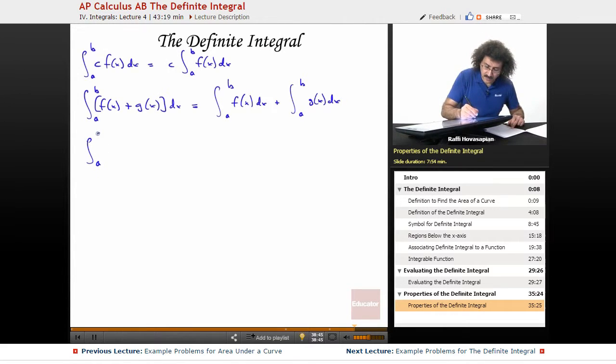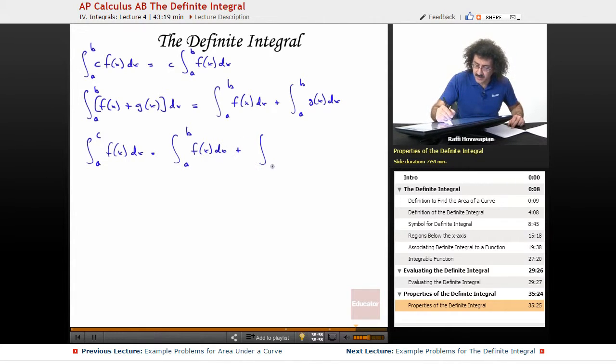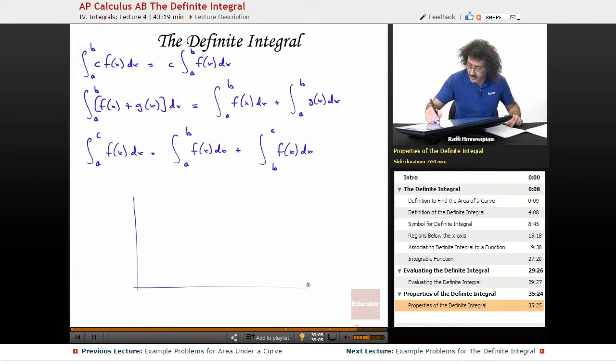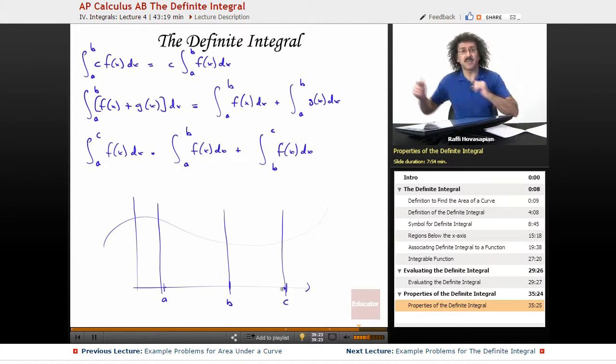And the integral from a to c of f of x dx equals the integral from a to b of f of x dx plus the integral from b to c of f of x dx. What this last one says is, I can actually break this up. If I have a here, and c here, and b here, and that's my function, the integral from a to c is just the integral from a to b plus the integral from b to c. That's all I'm doing. Just adding them up.